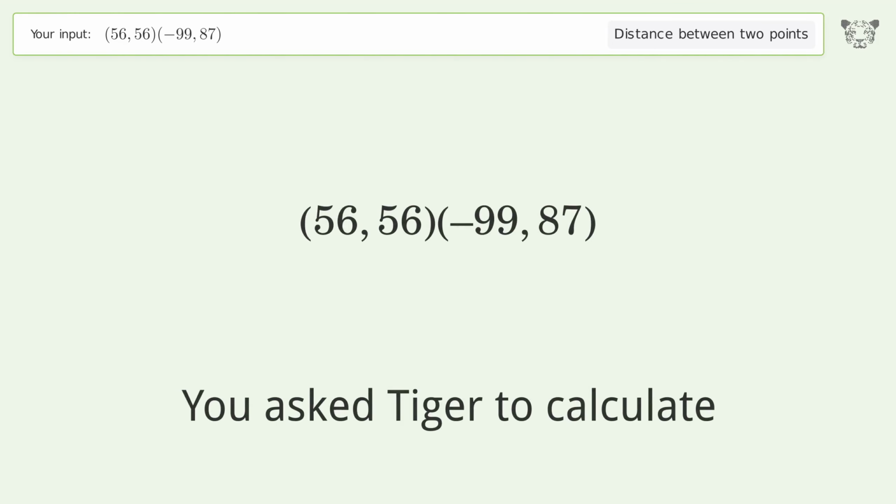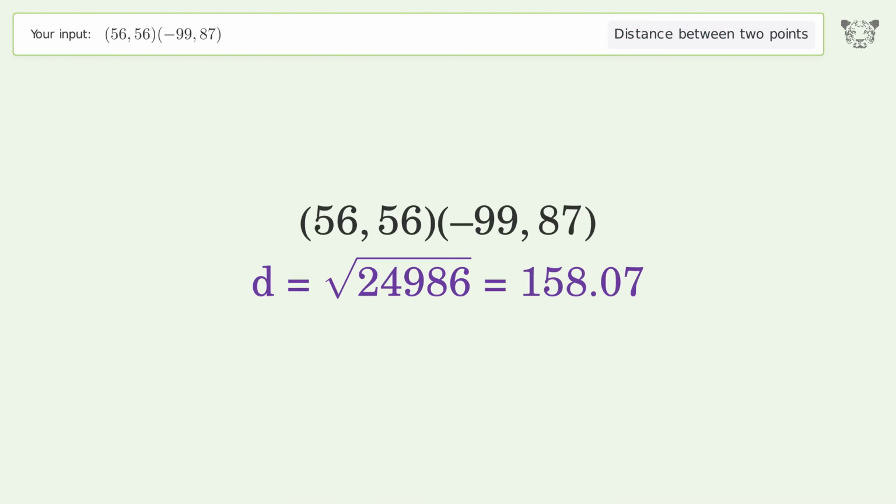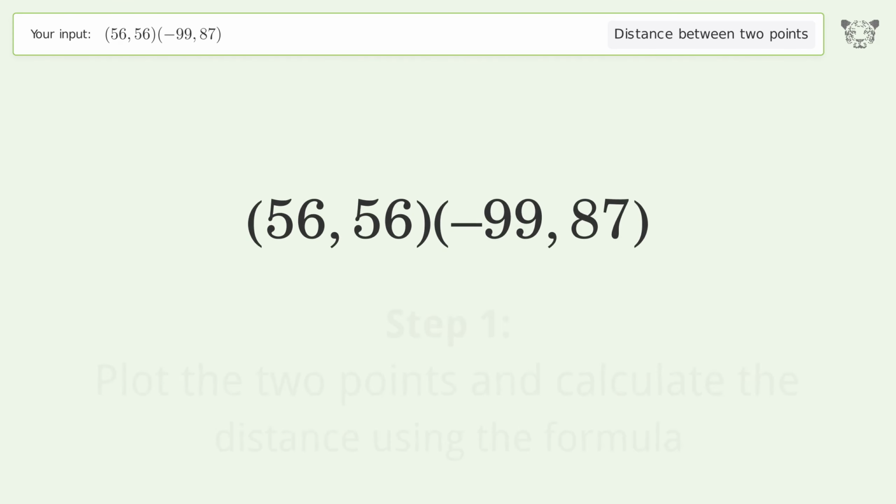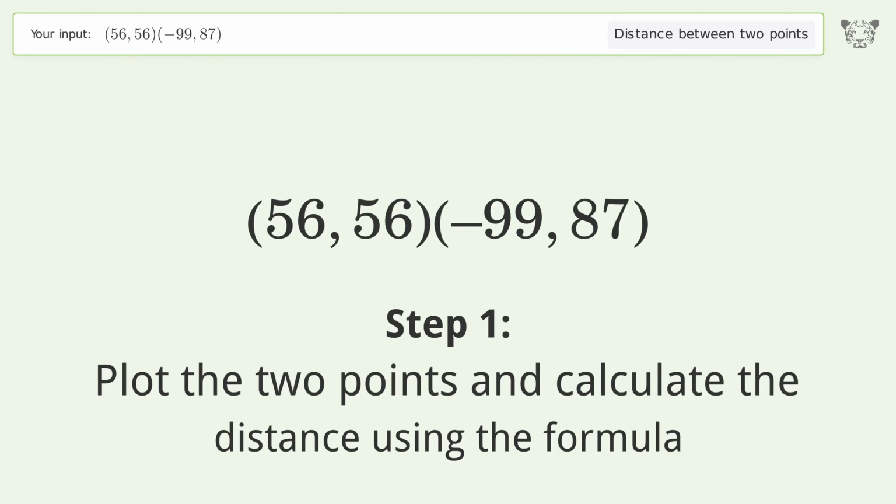You ask Tiger to calculate. This deals with the distance between 2 points. The distance between the 2 points is the square root of 24,986, or 158.07. Let's solve it step by step. Plot the 2 points and calculate the distance using the formula.